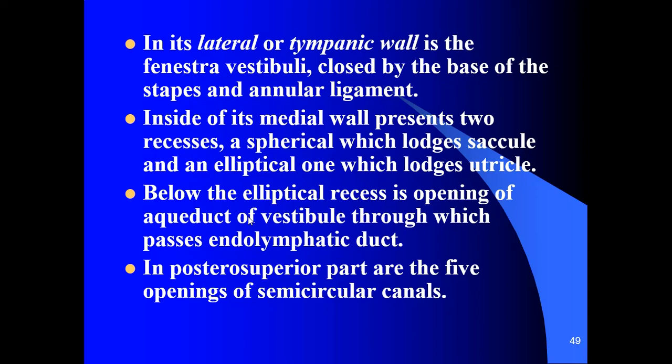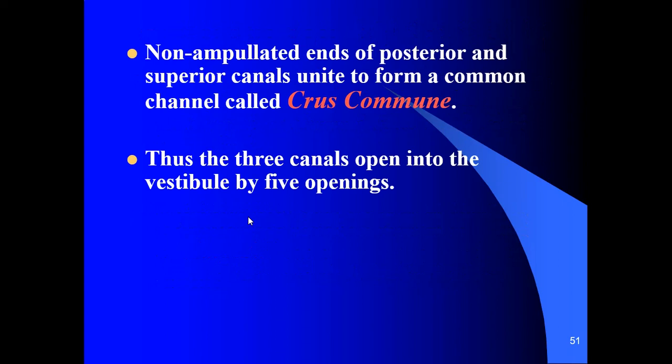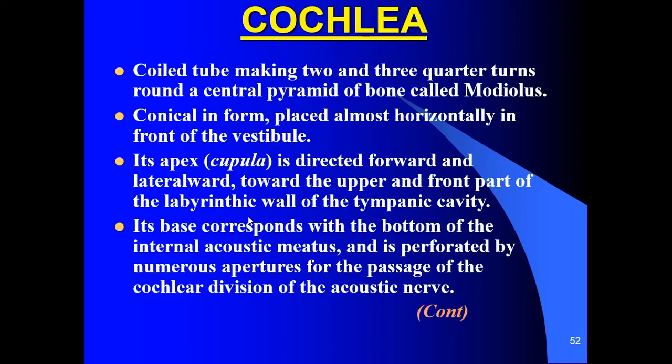In the posterior superior part are the 5 openings of the semicircular canals. There are 3 semicircular canals: the superior, posterior and lateral. Each measures about 0.8 mm in diameter and presents a dilatation at one end called the ampulla, which opens independently into the vestibule, and has a non-ampullated end. The non-ampullated ends of the posterior and superior canals unite to form a common channel called the crus commune. Thus, the 3 canals open into the vestibule by 5 openings.